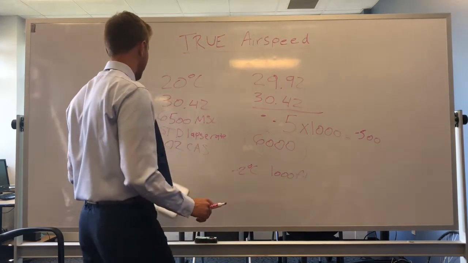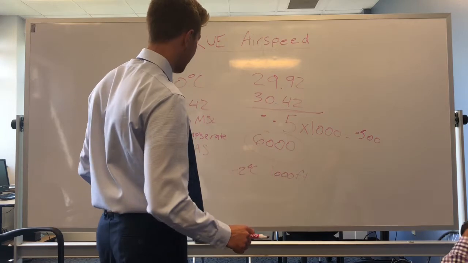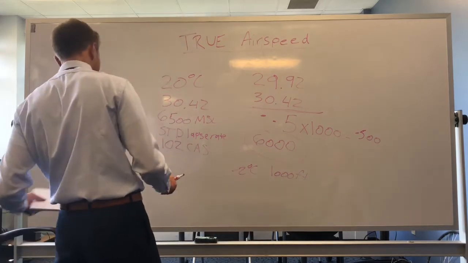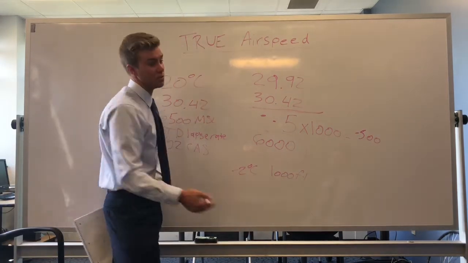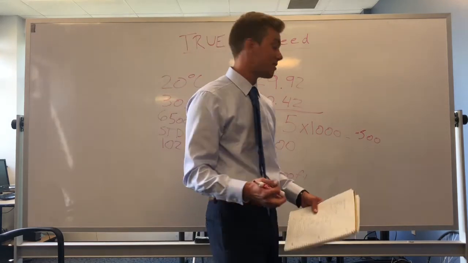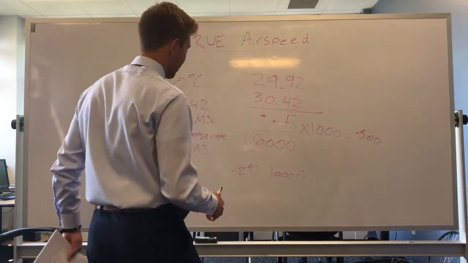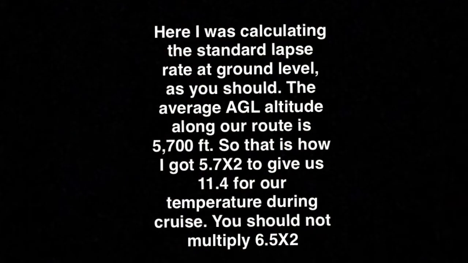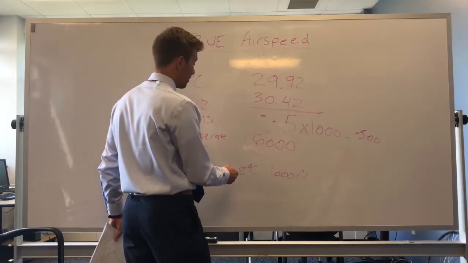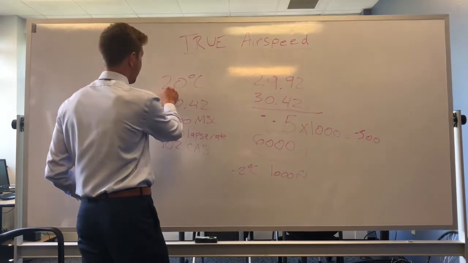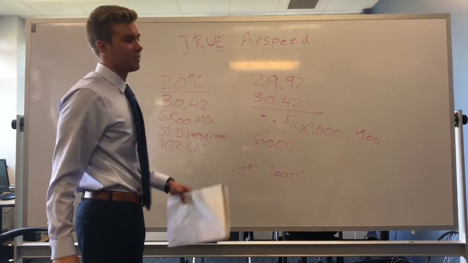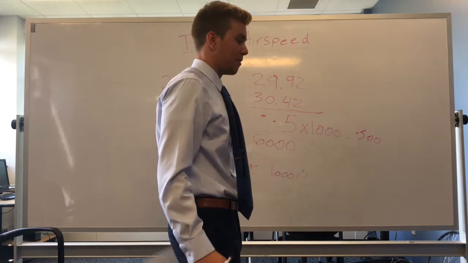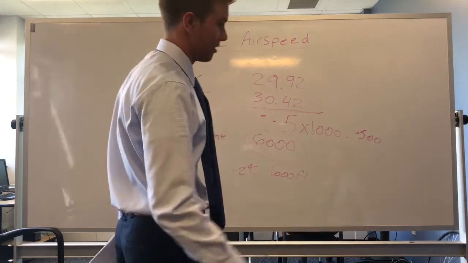So we'll be going up 6,500 feet. Multiply that by 6.5. So let's do 2 times 6.5 will give us 11.4. Okay, so from 11.4, we subtract that from our temperature at ground level, 20 degrees Celsius, giving us about 8.6 degrees Celsius.